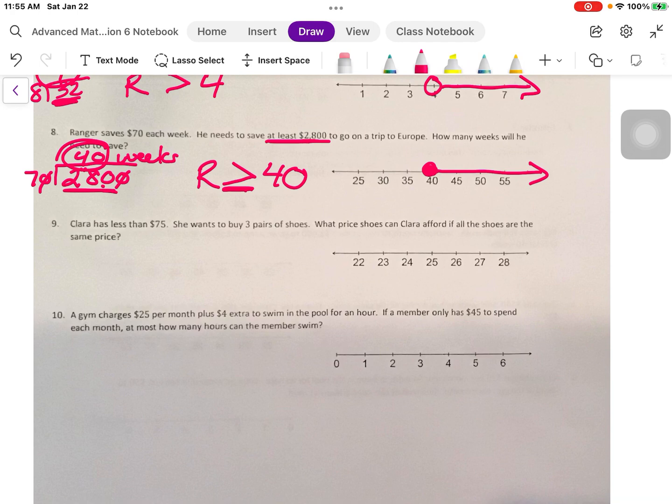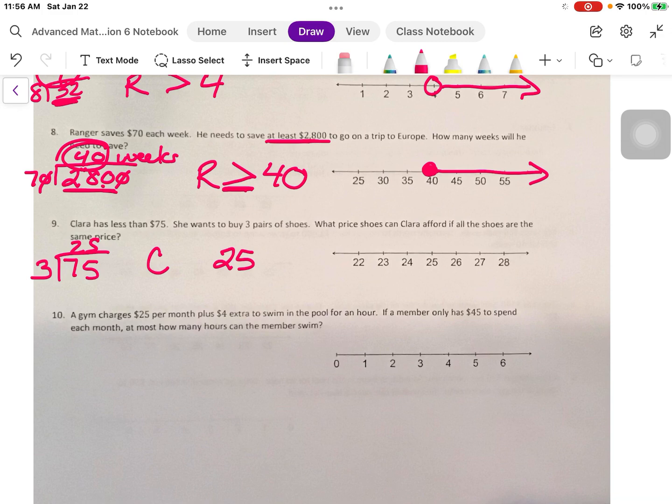Number 9. Clara has less than $75. She wants to buy 3 pairs of shoes. What price shoes can she afford if all the shoes are the same price? So we assume they're all the same price. She's got $75 and she wants to buy 3 pair. Okay, so $75 divided by 3 will be $25 for each pair of shoes. So we know Clara and we know that it's $25 for each pair of shoes.